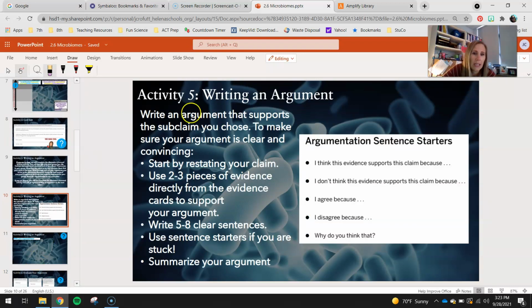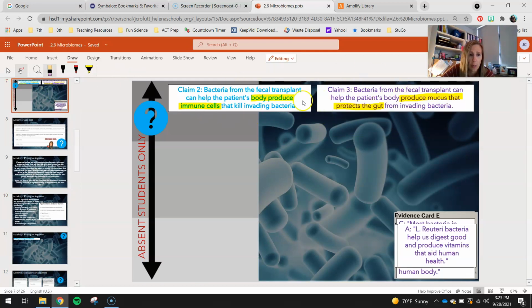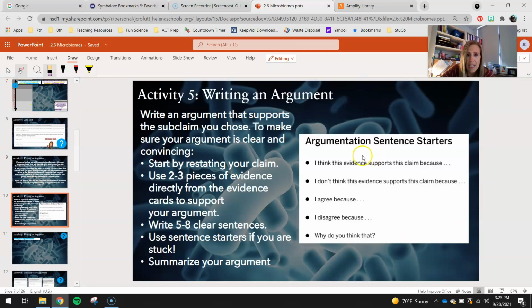What we're going to look at is writing an argument that supports the subclaim you chose. You're going to choose the subclaim that you think is most correct or most supported. To make sure your argument is clear and convincing, you're going to start by restating your claim. That's either subclaim 1 or subclaim 2. You can look back on slide 7 for those subclaims. You're going to use 2 to 3 pieces of evidence directly from the evidence cards to support your argument. Write 5 to 8 clear sentences. Use sentence starters right here if you're stuck, and then summarize your argument.